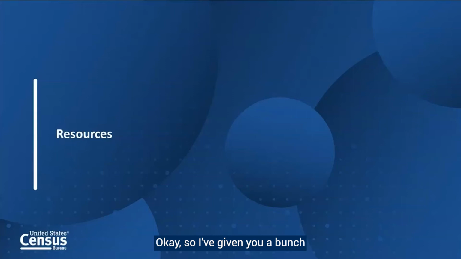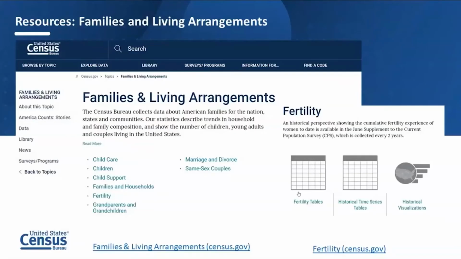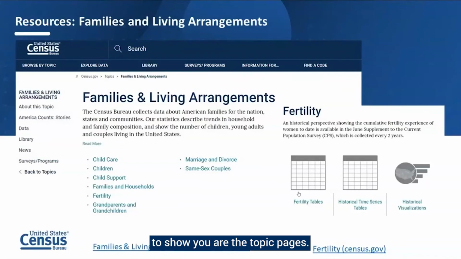Okay, so I've given you a bunch of information, and it's time that I make sure that I provide you with some resources for you as you go forward in your census data journey. The first thing I'm going to show you are the topic pages. I think these are incredibly useful, and the Census Bureau in the last maybe 3 or 4 years has done a much better job of cataloging the census data topics into these nice, neat topic pages. And the first one is families and living arrangements.